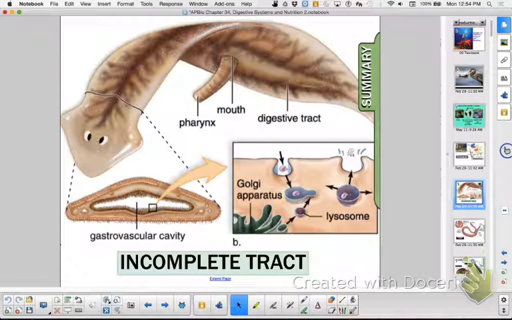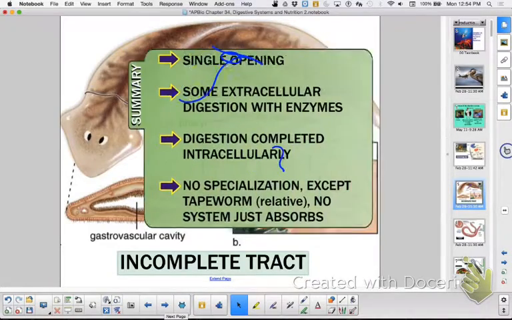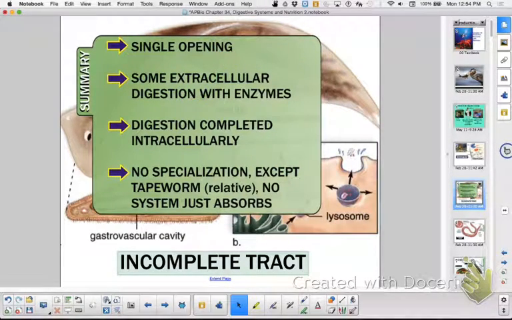Okay, now we're at incomplete versus complete digestive tract. If it's incomplete, there is one opening. For the planaria, you can see their pharynx extends outside of their mouth right here, and they bring nutrients into their gastrovascular cavity. Initially there will be extracellular digestion, and then it's completed intracellularly within the cell. No specialization, it just absorbs. So here's a little summary on that. Single opening, some extracellular, but completed intracellular, no specialization.